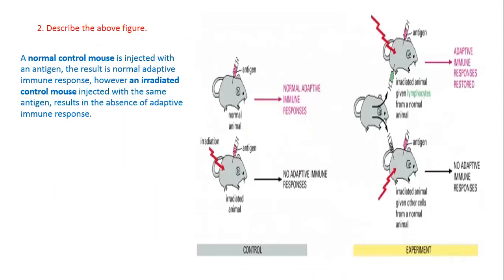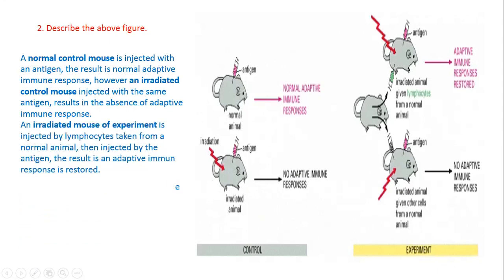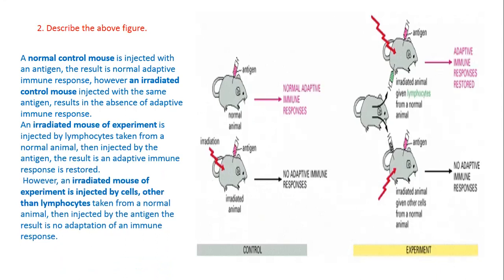A control mouse is injected with an antigen. The result is a normal adaptive immune response. However, an irradiated control mouse injected with the same antigen results in the absence of adaptive immune response. An irradiated mouse of the experiment is injected with lymphocytes taken from a normal animal, then injected with the antigen. The result is that the adaptive immune response is restored.